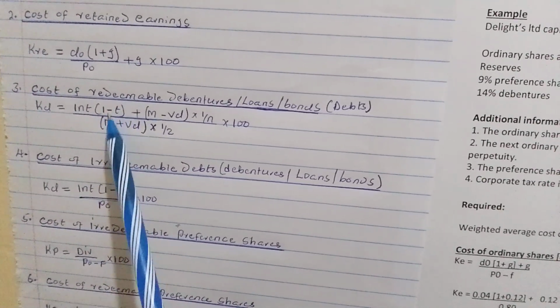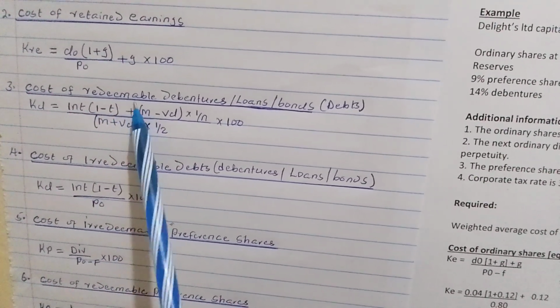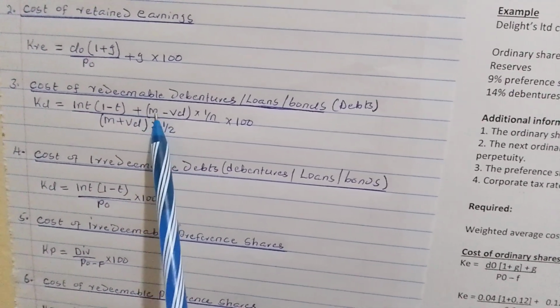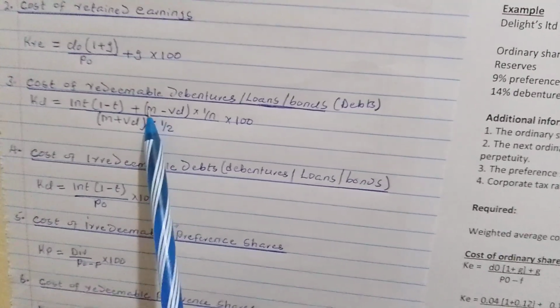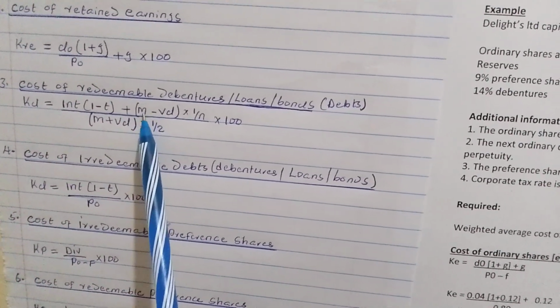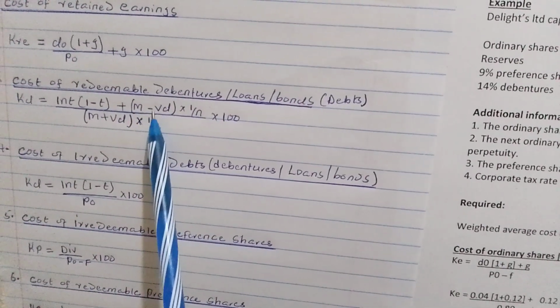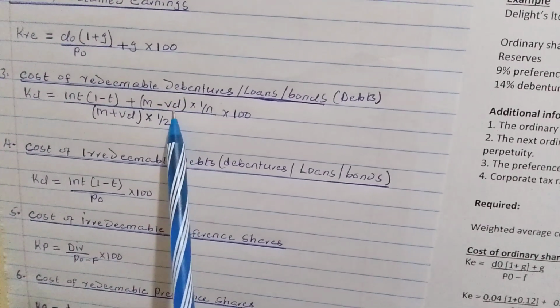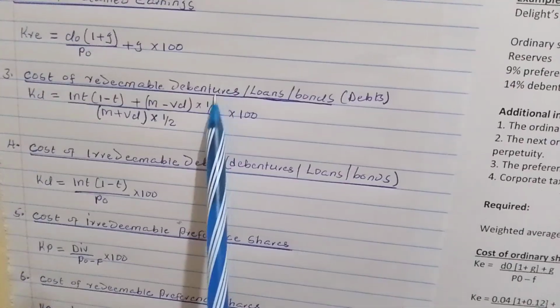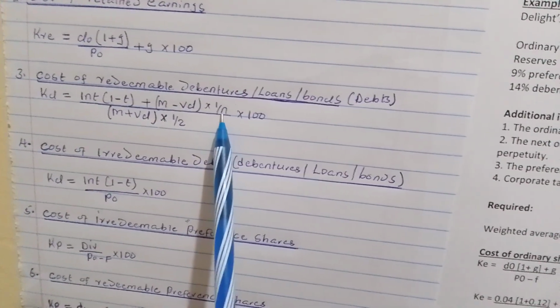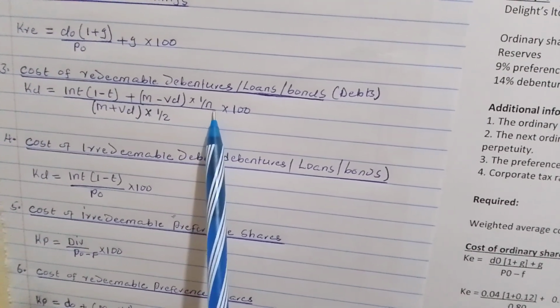Interest, you multiply by 1 minus t, you plus the par value. You know the other name for par value is the nominal value. Par value, you minus the market value, you close the bracket, multiply by 1 over n. N represents the maturity period.